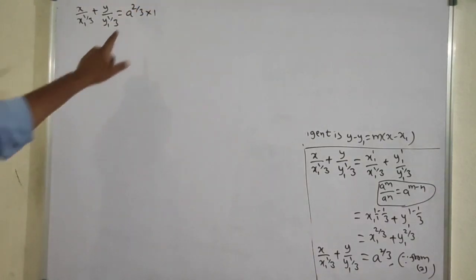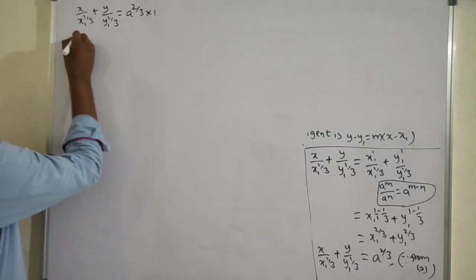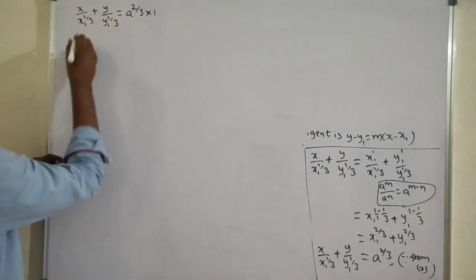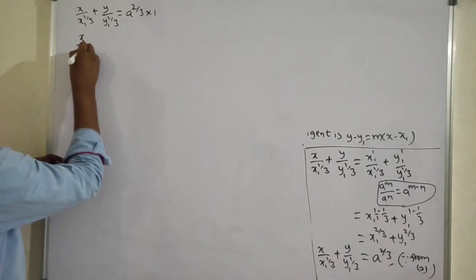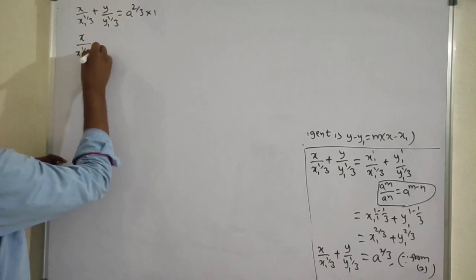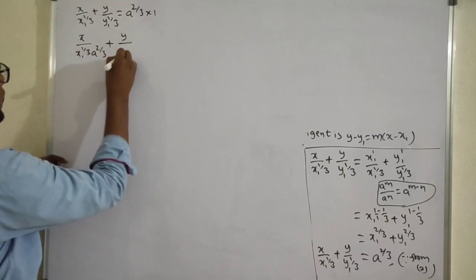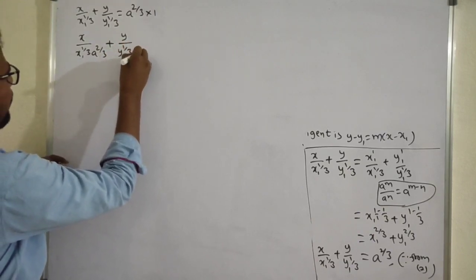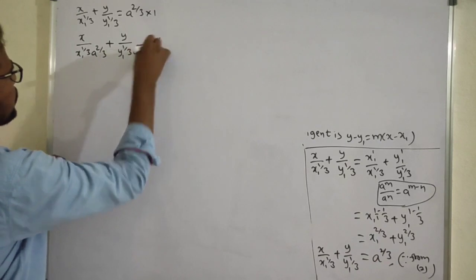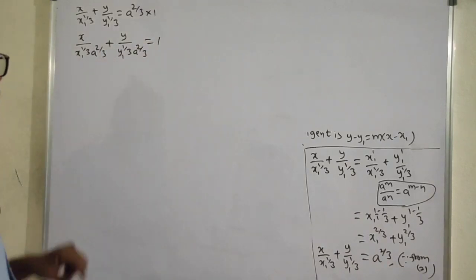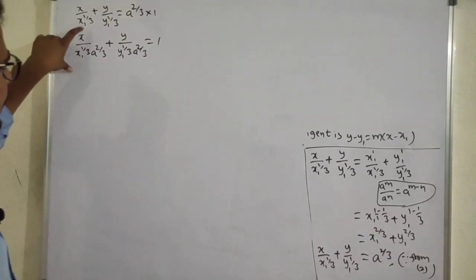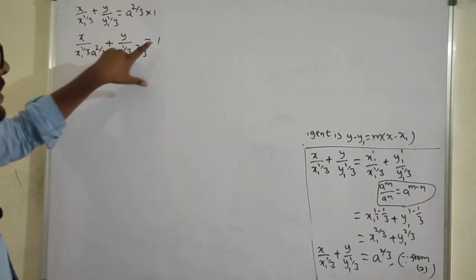So send a power 2 by 3 to the left side. What happens? Dividing by it, x by x1 power 1 by 3 into a power 2 by 3 plus y by y1 power 1 by 3 into a power 2 by 3 is equal to 1. So it is in the form of intercept form, x by a plus y by b is equal to 1.